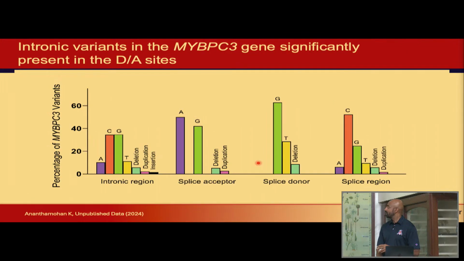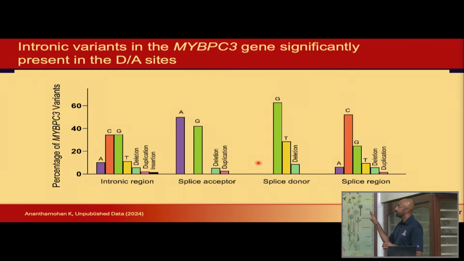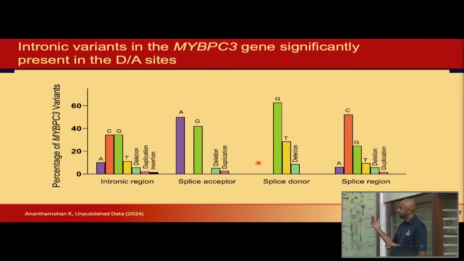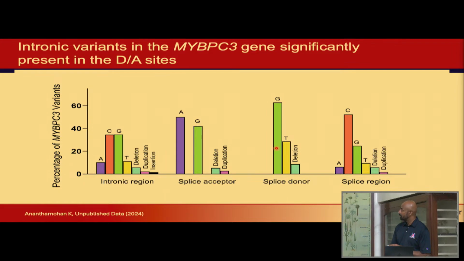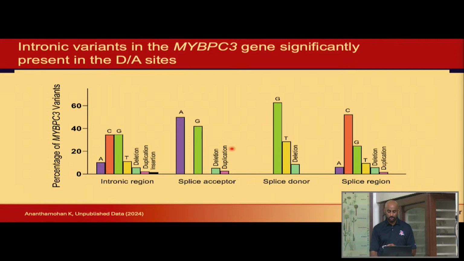We then looked into myosin binding protein C, again using the database, to see how many genetic variants have been reported in the literature at the splice acceptor and splice donor sites. Clearly there are plenty of mutations, so it's an important region to study.